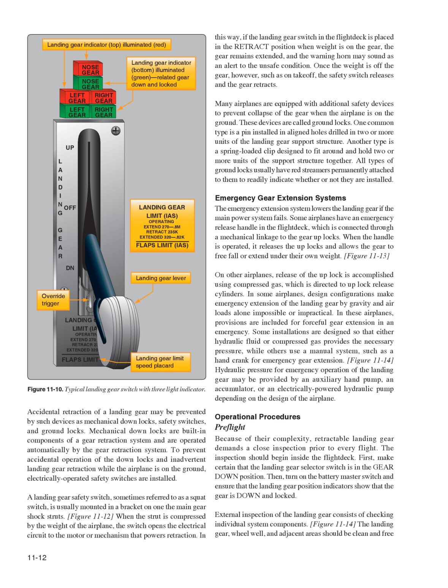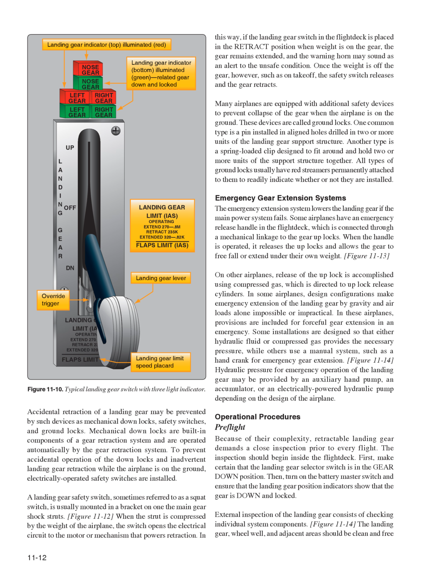In some airplanes, design configurations make emergency extension of the landing gear by gravity and air loads alone impossible or impractical. In these airplanes, provisions are included for forceful gear extension in an emergency. Some installations are designed so that either hydraulic fluid or compressed gas provides the necessary pressure, while others use a manual system, such as a hand crank for emergency gear extension.